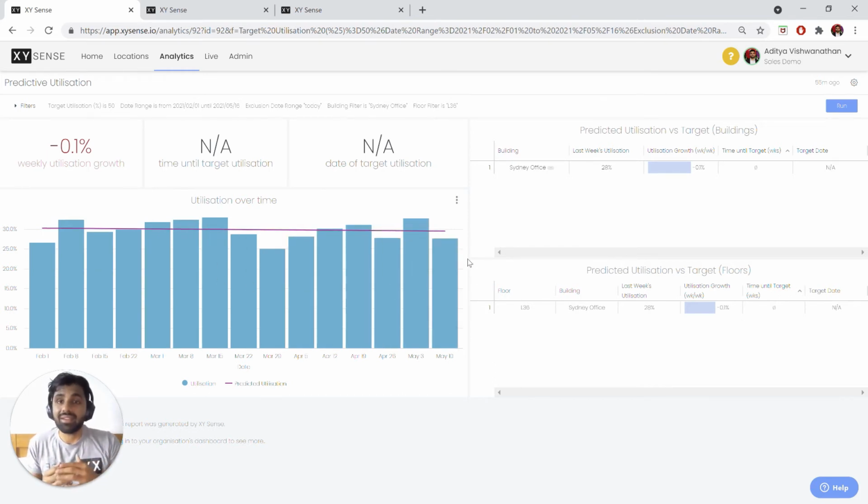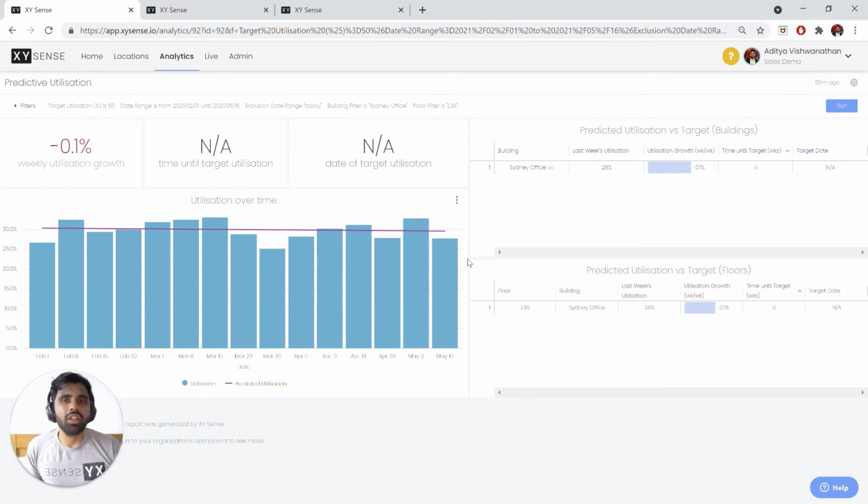It's in fact, if anything, on the slight decline. And that's clearly a problem, because as part of the RTO strategy, you want to see more people coming into the office over time. So perhaps it's an opportunity to take a look at your portfolio, and particularly the Sydney office in level 36, to understand why this might be occurring, and to consider, for example, opening up more space in level 36, or perhaps loosening capacity restrictions in certain parts of the floor.